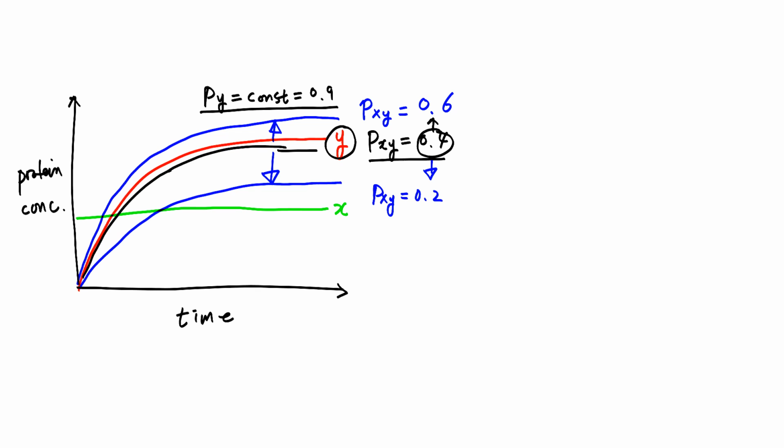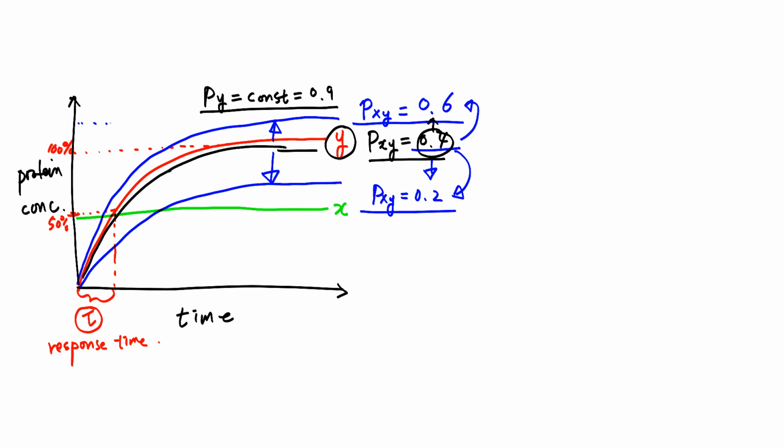Response time is defined as the time it takes to reach 50% of the steady state level. So this is 100% and this is 50%, and this tau is the response time. What will happen to tau, or response time, when we change the P sub xy value from 0.4 to 0.6 or 0.2? Here we have this 100% steady state for this case. The 50% is about here, and you see that actually the response time does not change.